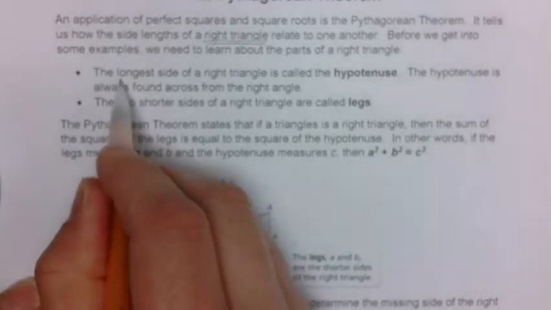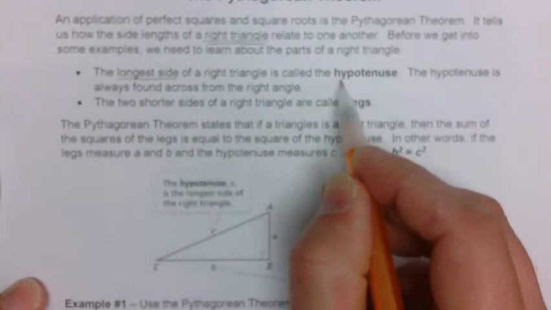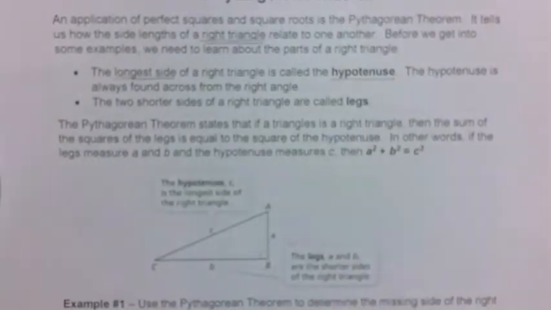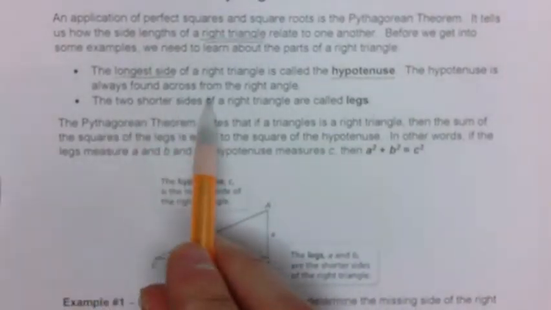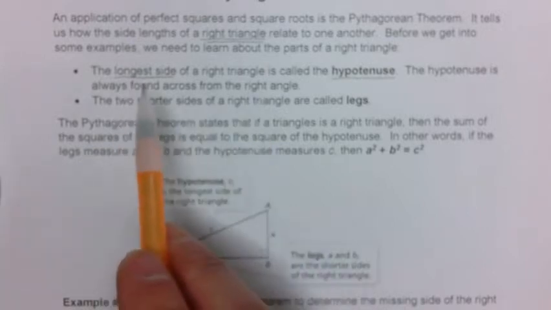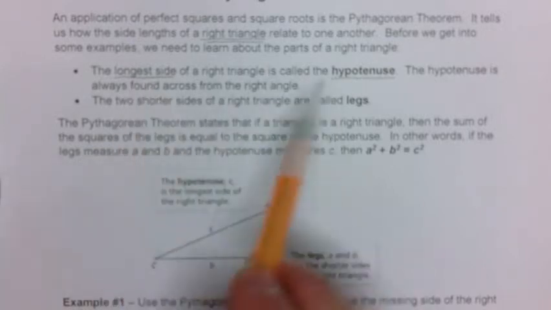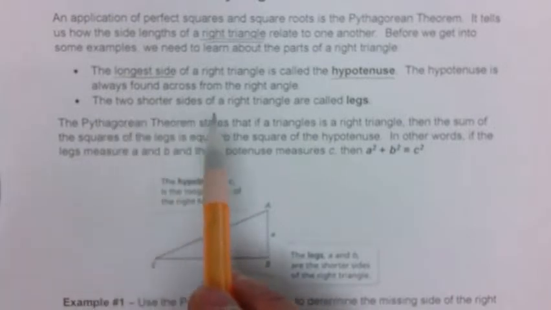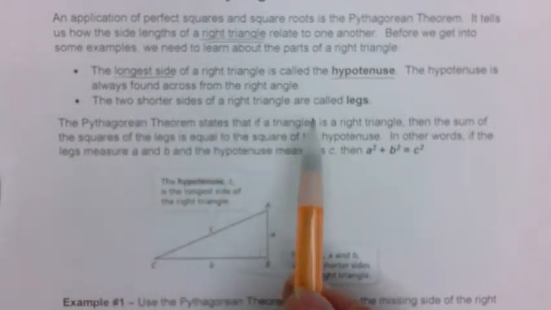The longest side of a right triangle is called the hypotenuse. The hypotenuse is always found across from the right angle. In a right triangle, the right angle is the biggest angle. Across from the biggest angle is the biggest side. And again, we call that side the hypotenuse. The other two shorter sides of a right triangle are called the legs.